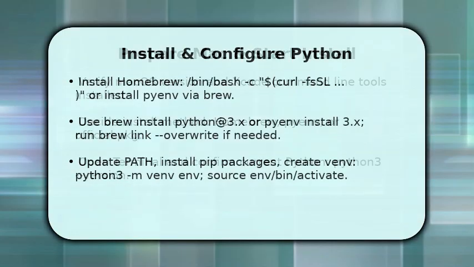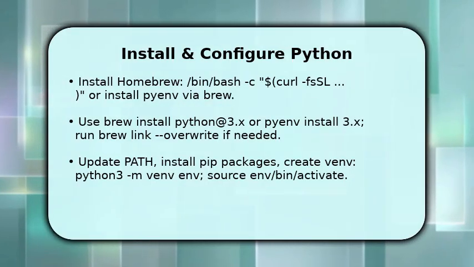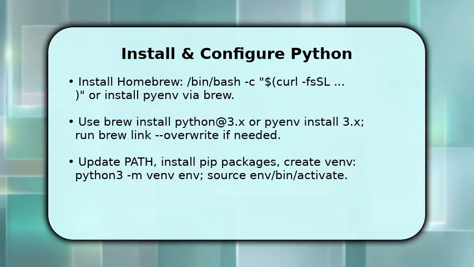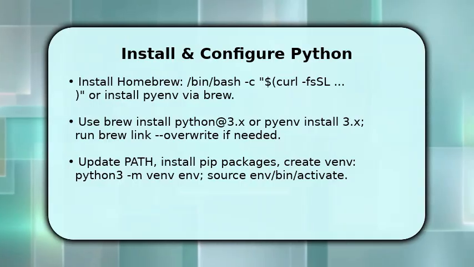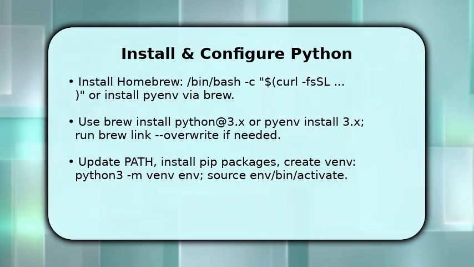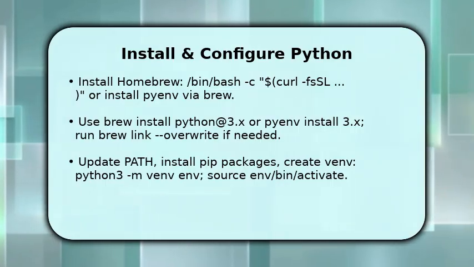If you chose Homebrew, run brew install python@3.x and then brew link --overwrite --force python@3.x. If you prefer pyenv, install pyenv via brew and run pyenv install 3.x.x then pyenv global 3.x.x. Once installed, update your PATH so Terminal finds the new Python first.